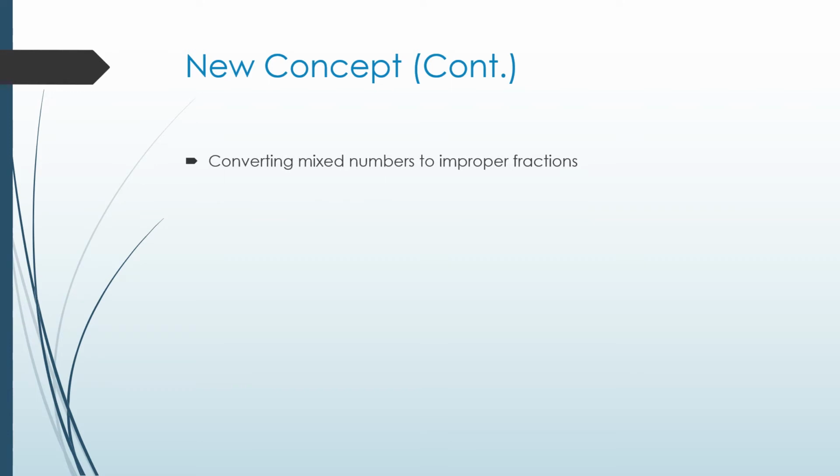Sometimes though we want to go back to improper fractions from mixed numbers. You would do that if you were going to multiply fractions that are mixed. You can't multiply mixed numbers as mixed numbers. You have to turn them into improper fractions in order to multiply them.